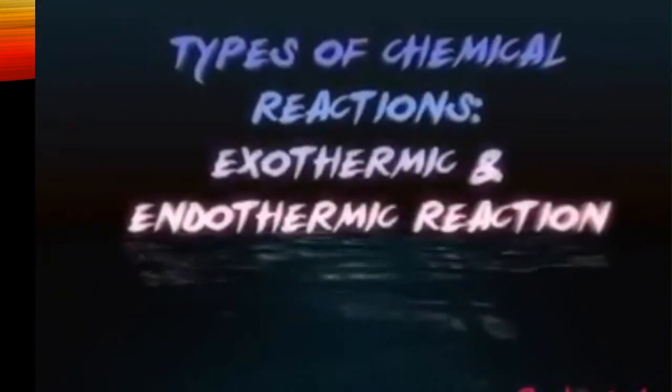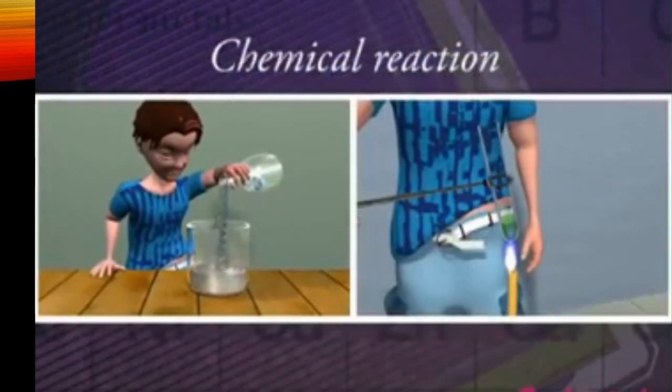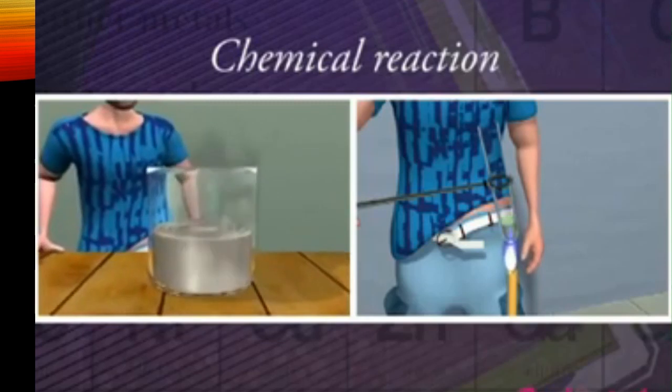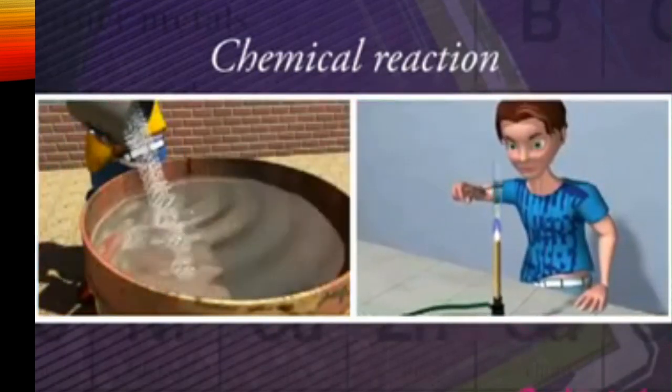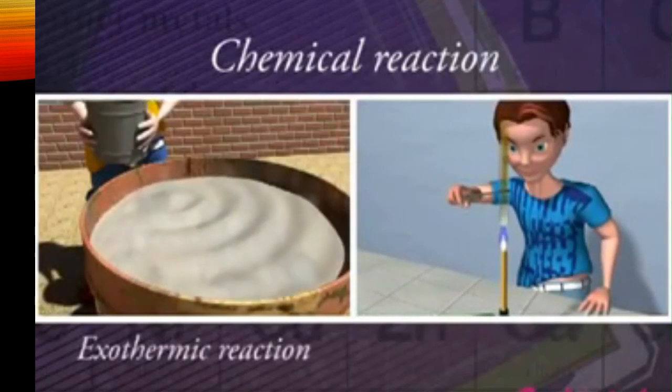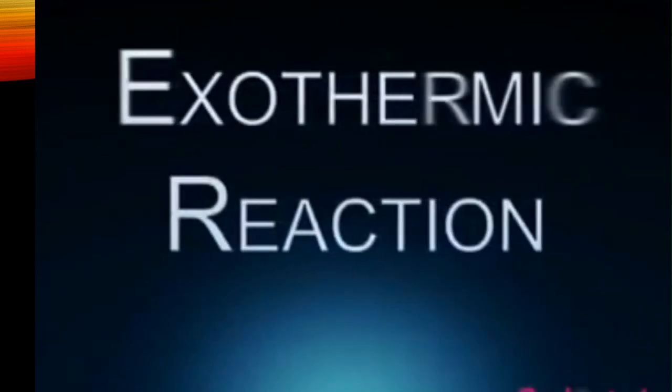Now let us watch a video showing endothermic and exothermic reactions. Types of chemical reactions: exothermic reaction, endothermic reaction. We know that during a reaction, change of energy takes place. On the basis of energy change, chemical reactions are classified into two types: exothermic reaction and endothermic reaction. Exothermic reaction.